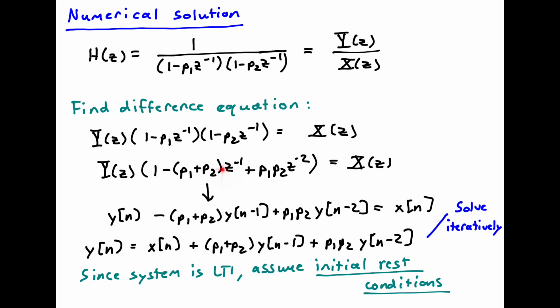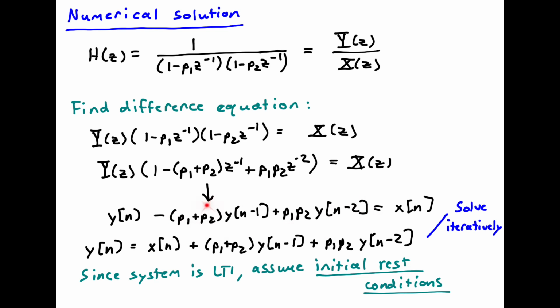n0. So this Y of z times z inverse is y of n minus 1. Y of z times z to the minus 2 is y of n minus 2. And we have these two coefficients. And then on the right-hand side, we just get x of n because there was just a 1 in the numerator here. And so we could rearrange this and we would get the difference equation, right?